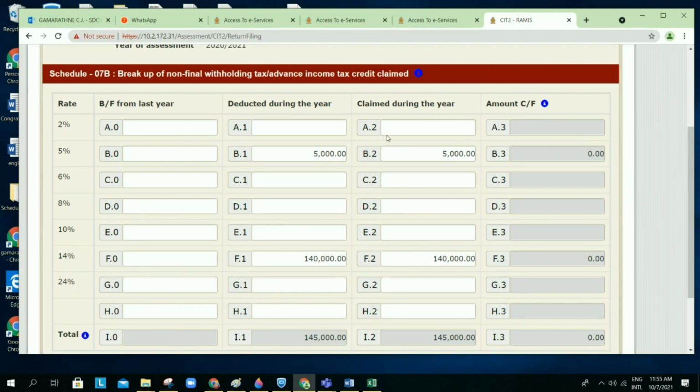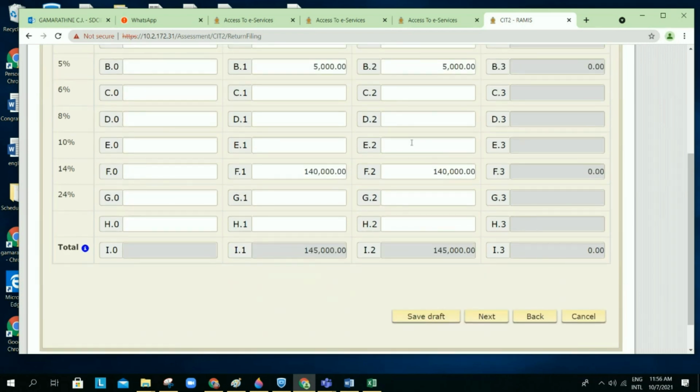Then after the validation succeeds, you can upload to the web portal. Then if you have a balance brought forward from last year, you can declare here. And if there is a deducted amount, you can claim that amount, and the brought forward amount can be carried forward only if there is an advance related WHT credit. Otherwise, you can't carry forward that amount. Then, as per our example, we have 145,000 withholding credit. Then we declared it here and claimed it during the period.